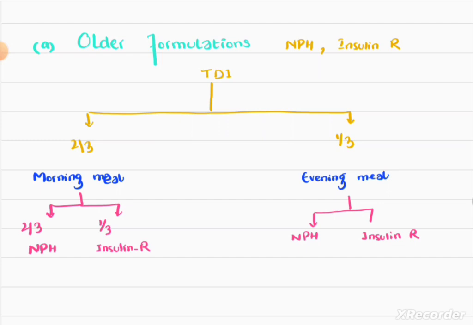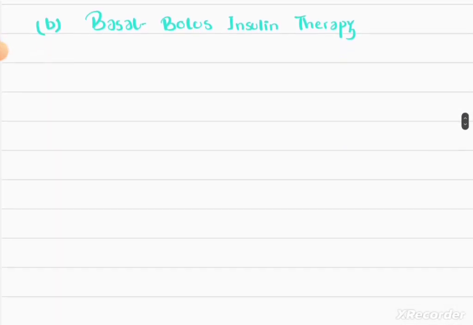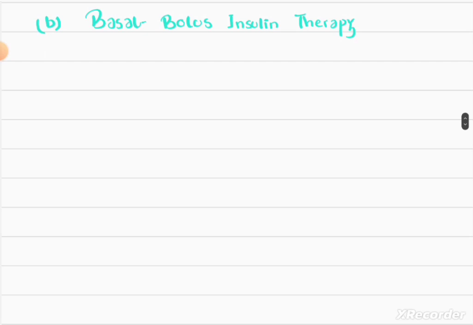So the most current method of management of insulin is called basal bolus insulin therapy, in which the first step is the same: we calculate the TDI, and then we divide this TDI into two parts. 50% is given as bolus therapy, and 50% is given as basal.